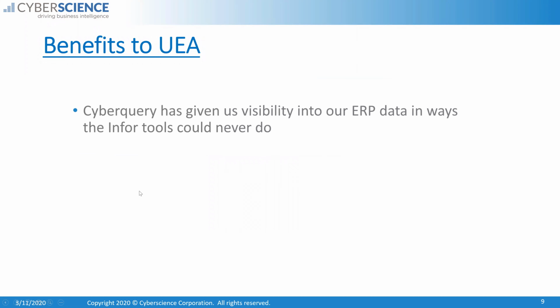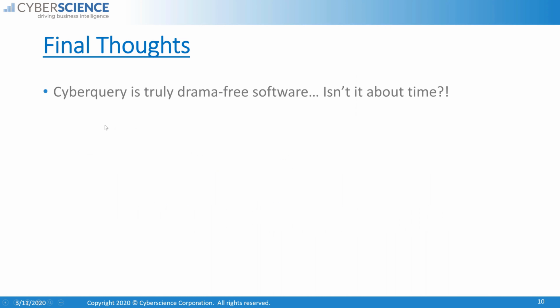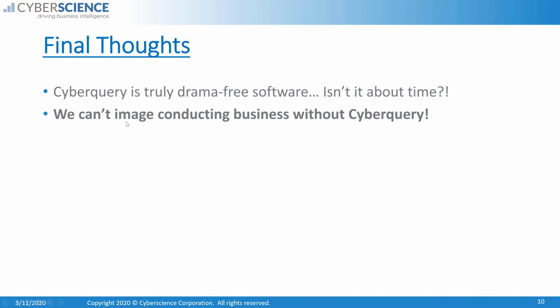Some of the benefits to UEA: CyberQuery has given us visibility into our ERP data in ways the Infor tools never could. Power users are now understanding the ERP data structures and why it's so important to have accurate data. Now they're able to go back after the users to make sure data is entered correctly the first time. Final thoughts, CyberQuery truly is drama-free software. And then Howard added, "Isn't it about time?" And we can't imagine conducting business without CyberQuery.